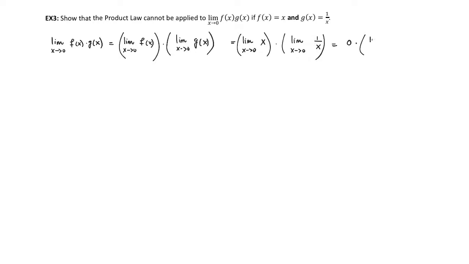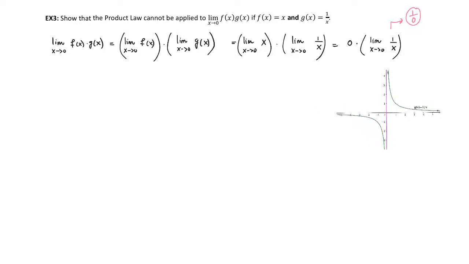But for the second limit, the limit as x approaches 0 of 1 over x, this limit does not exist at 0. As x approaches 0, the denominator goes to 0. So then we are getting the 1 over 0 scenario, which is going to result in either infinity or negative infinity. Let's look at the graph of 1 over x so that you convince yourself that indeed this limit doesn't exist.